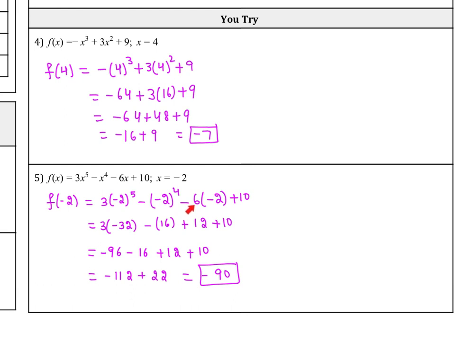This is going to be negative 6 times negative 2, that's 12, and plus 10. 3 times negative 32 is negative 96, minus 16 plus 12 plus 10. 12 plus 10 is 22, negative 96 minus 16 is negative 112. When you combine that, you're going to get the answer negative 90.